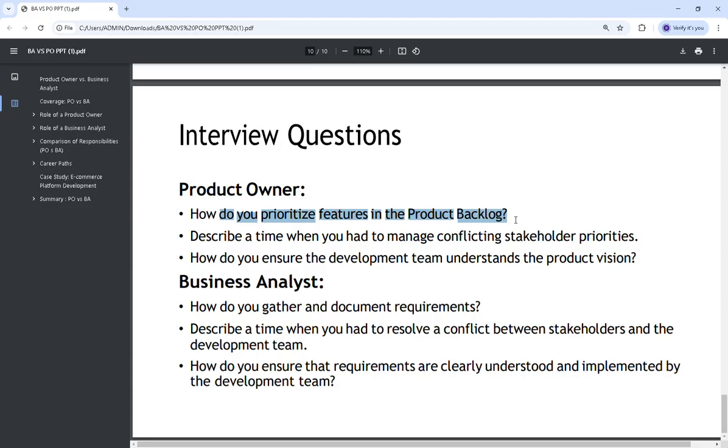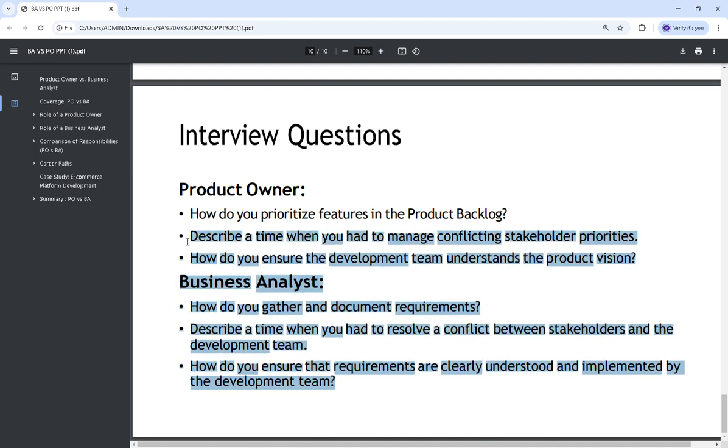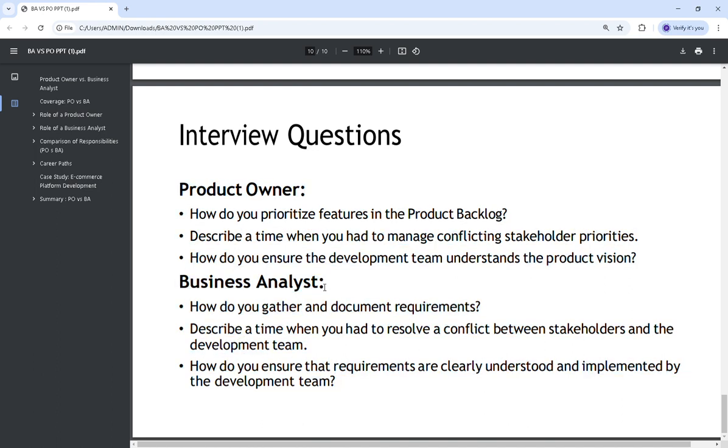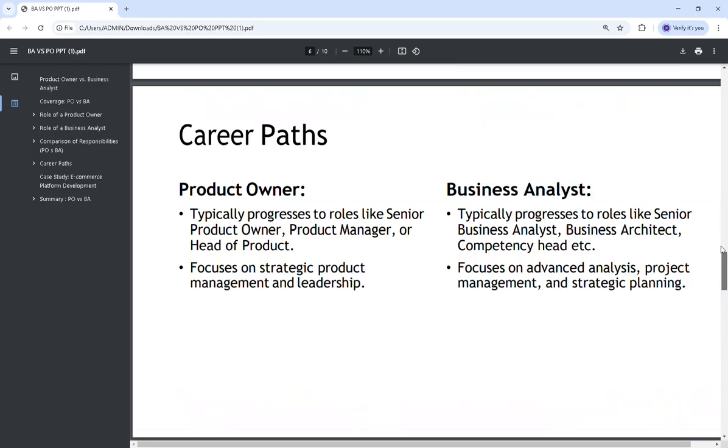Describe a time when you managed conflicting stakeholder priorities. It is maybe your choice, you can try to give the answer. How do you ensure the development team understands the product vision? Time-to-time meetings, ensuring the meetings and detailed discussion sessions. Not only that, we can also discuss. And on the other hand, for business analysts: how do you gather documentation, and all these things are questions asked in an interview setting. So I hope you like my analysis of product owner versus business analyst here.